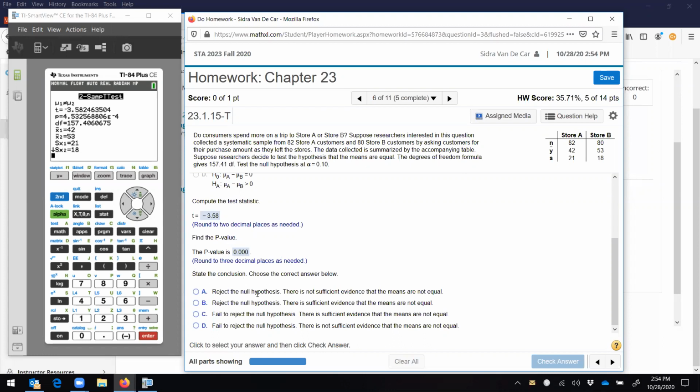State the conclusion. Okay, this is a small p-value, so we're rejecting the null hypothesis. There is sufficient evidence that the means are not equal.